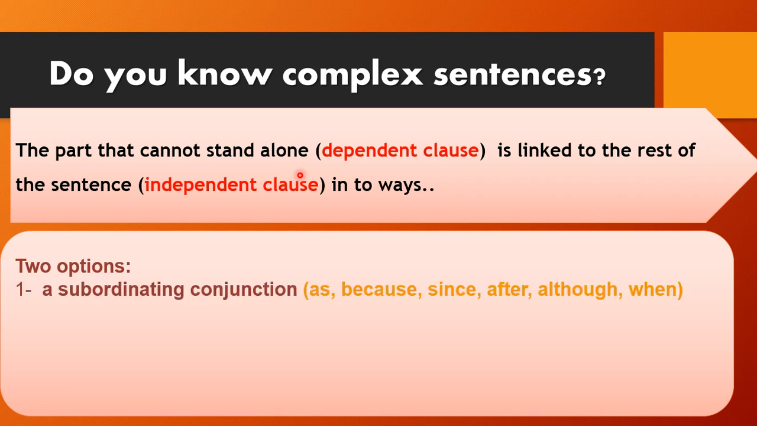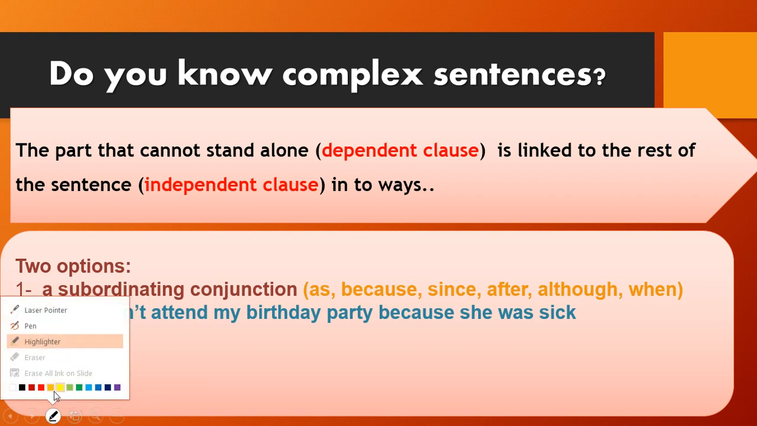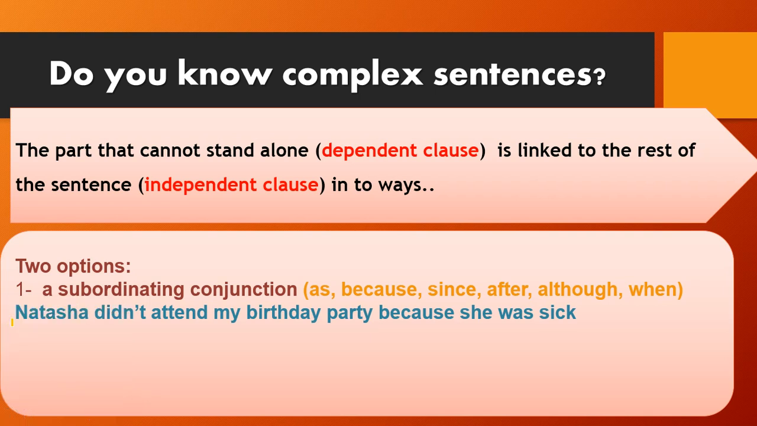Here we have two options only. The first option is the subordinating conjunction. Here are some examples: as, because, since, after, although, and when. Each one of them has its own purpose and usage. Look at this sentence. Natasha didn't attend my birthday. This is the first part. And the second part, let's highlight it in a different color.